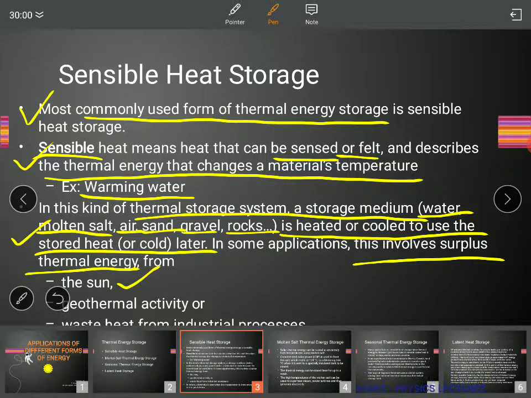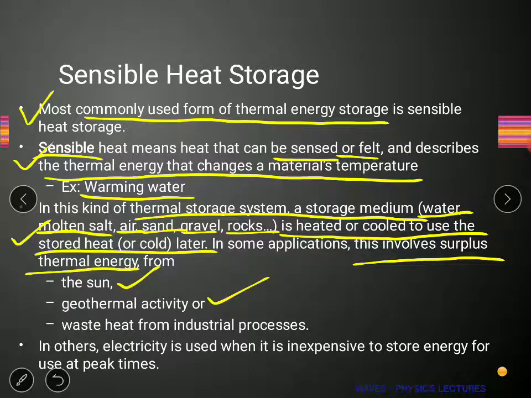Then we have got the geothermal activity. As I've told you in the previous classes, geothermal energy is something which cannot be obtained from just any location. It's geographically restricted. And then we have got the waste heat from industrial processes. The heat that is generated in industrial processes, maybe from the chimneys or the exhaust pipes, can be used and stored so that it can be used later.